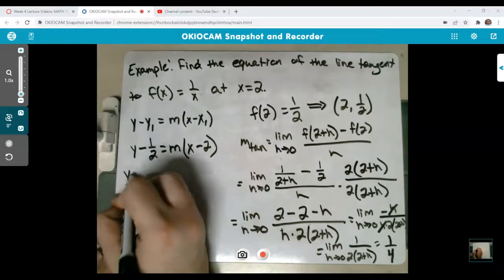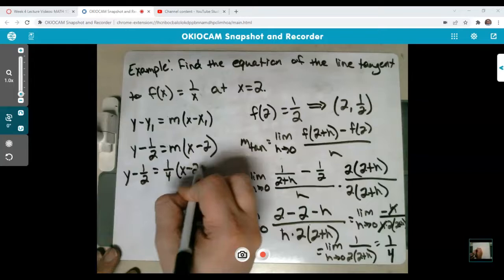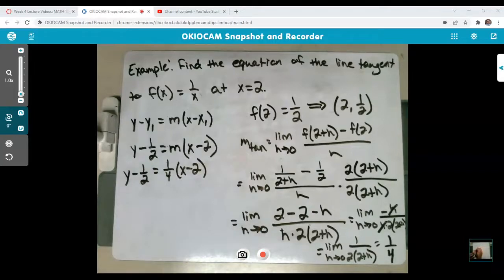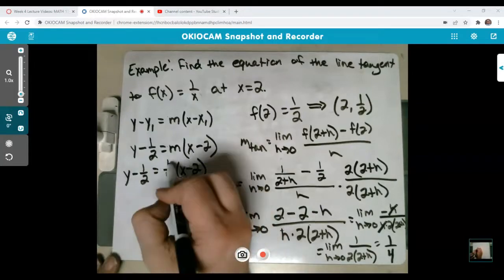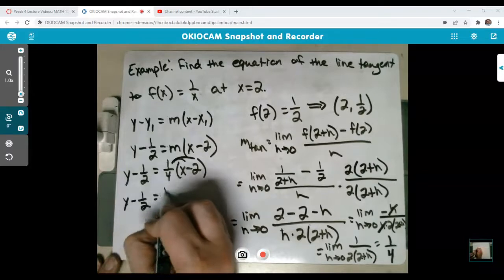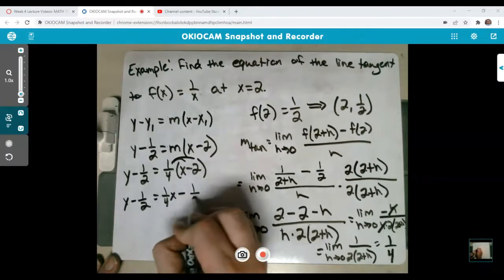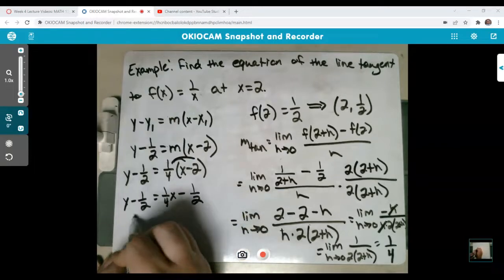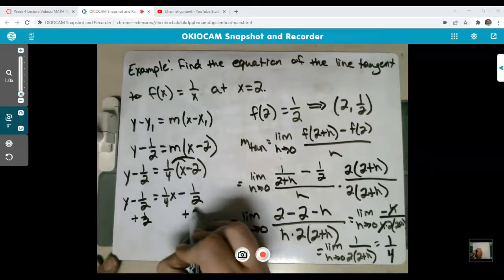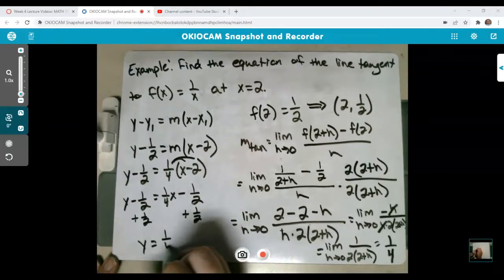So now I can rewrite this as y minus 1/2 equals negative 1/4 times x minus 2. So now I have everything I need, so I just need to solve that for the y. So distribute our negative 1/4. y minus 1/2 equals negative 1/4 x plus 2 over 4, which is 1/2. Then to solve that for y, just add 1/2, so it's y equals negative 1/4 x plus 1.